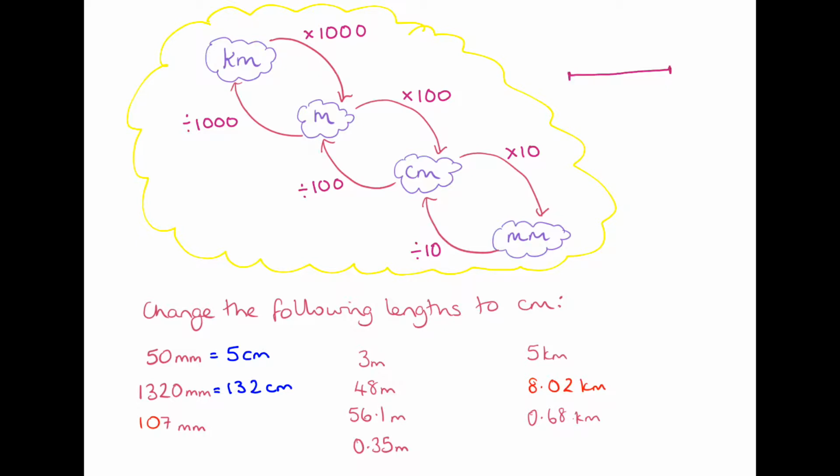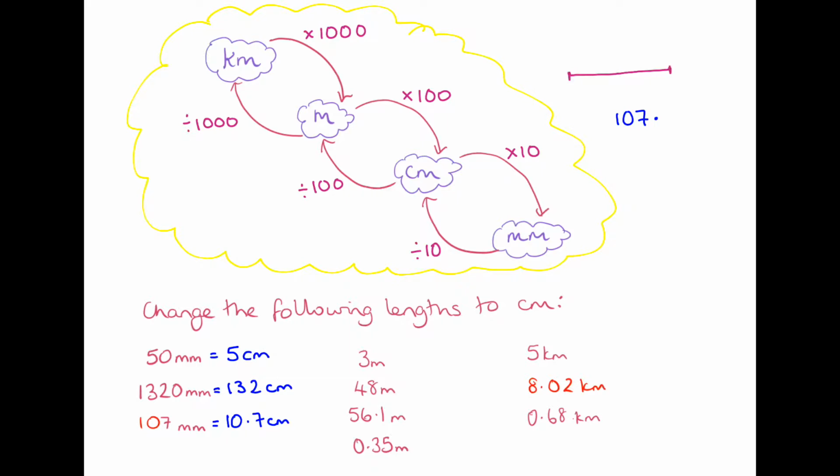If you're not sure about your multiplying and dividing by 10 and 100 and 1,000, you maybe need to look back at some of the other lessons that we've done earlier on. Okay, with 107 millimetres, when we divide that by 10, remember we're moving one place to the right, and remember the decimal point in 107 is after the 7, so when we move everything one place to the right, we get 10.7 centimetres.